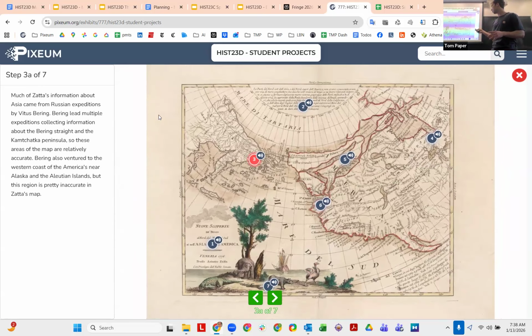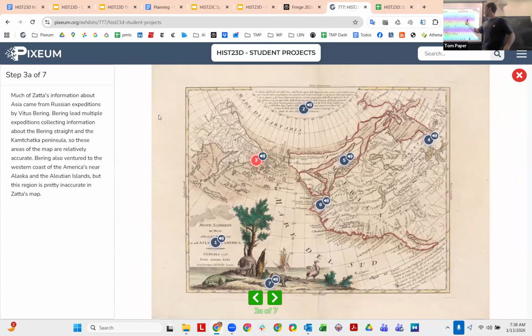Let's see. Oh, yes. So much of East Asia, like this part of what's now Russia, is based off of an exploration by a Russian named Vitus Bering. And he had pretty good information about the Bering Strait, this kind of peninsula here, and then the Aleutian Islands there. So this part of the map is somewhat accurate. There are obviously still some inaccuracies.